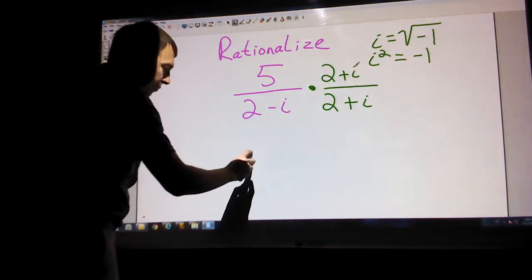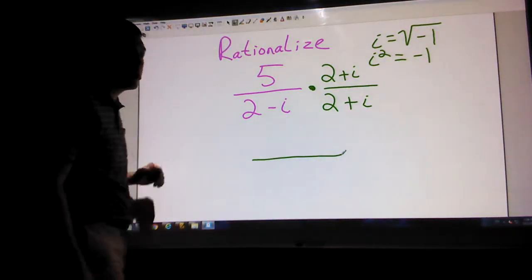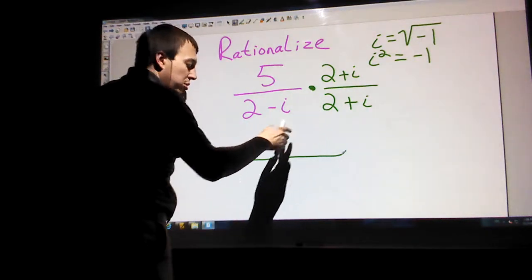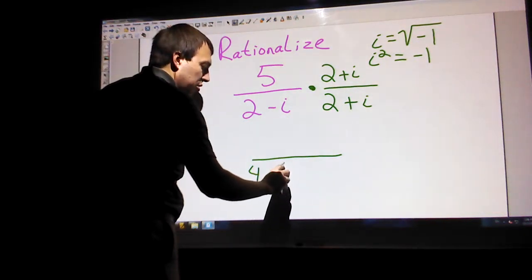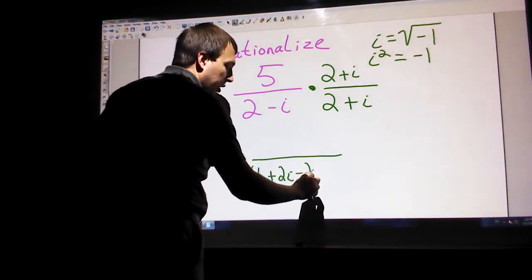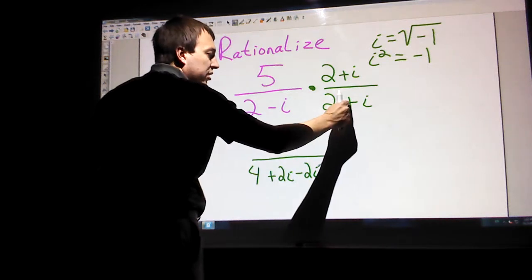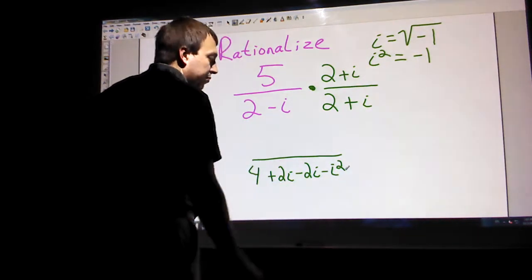So here we go. What do you want to do? Top or the bottom? Bottom. Good choice. 2 times 2 is 4. 2 times i is positive 2i. Negative i times 2 is negative 2i. And negative i times positive i is negative i squared.